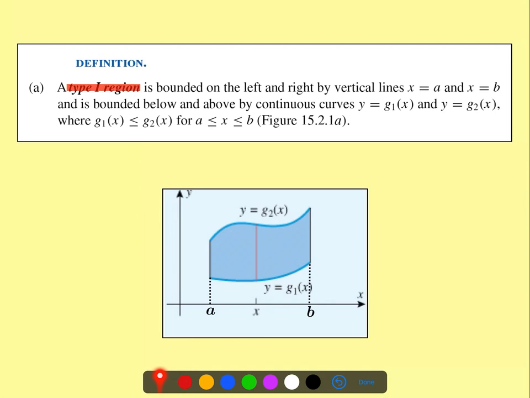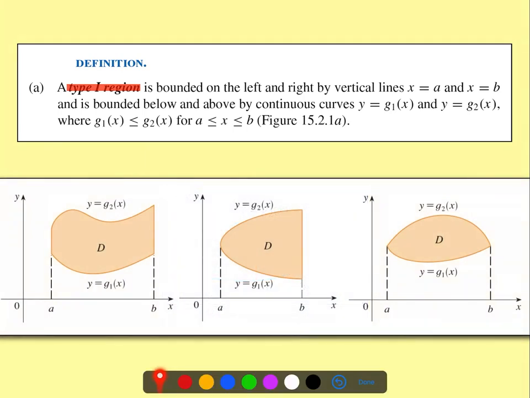So again, I'm not going to refer to this as a type 1 region, but I do want you to know that we can handle regions that look like this, and this is something we're going to handle right now. So the idea is that we want to integrate from x equals a to b, and then as we take a vertical line here, we want to integrate from y equals g1 of x to y equals g2 of x, from the bottom to the top.